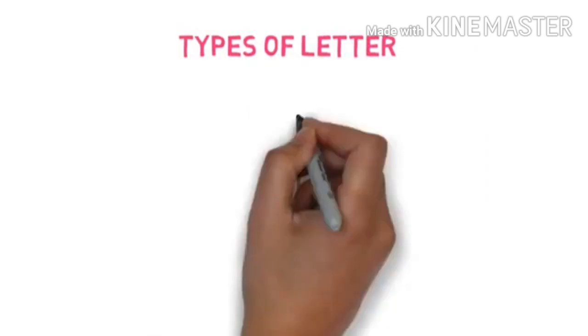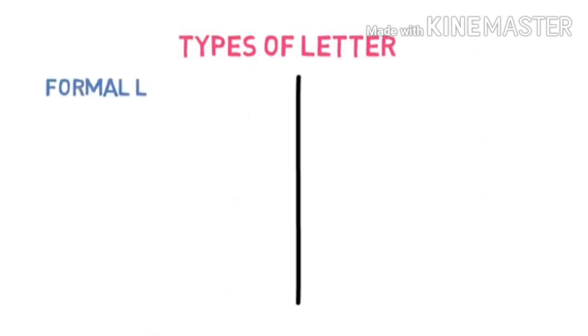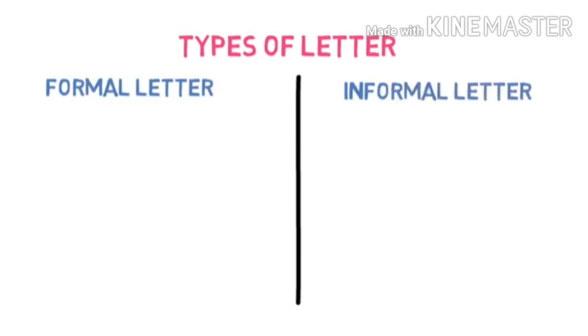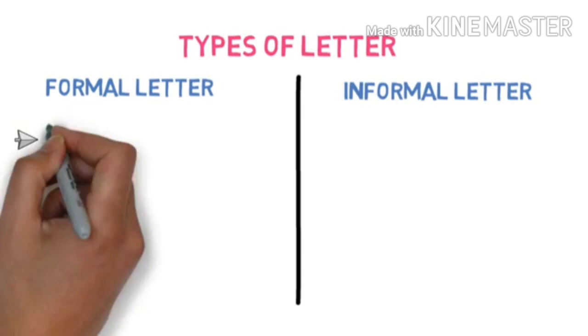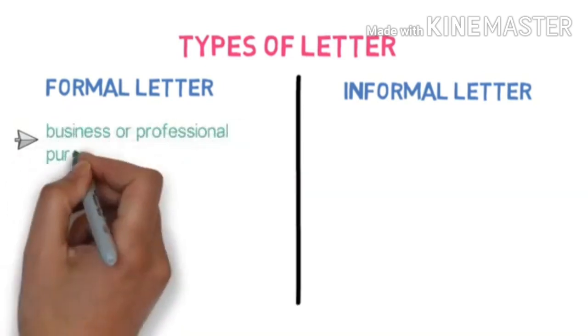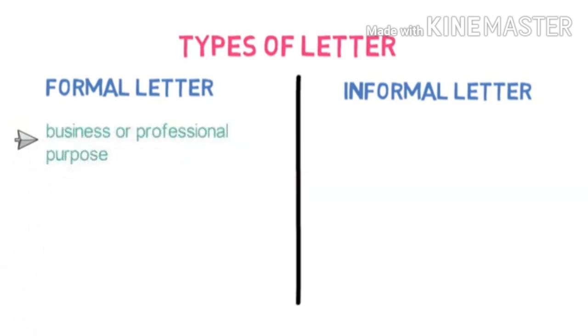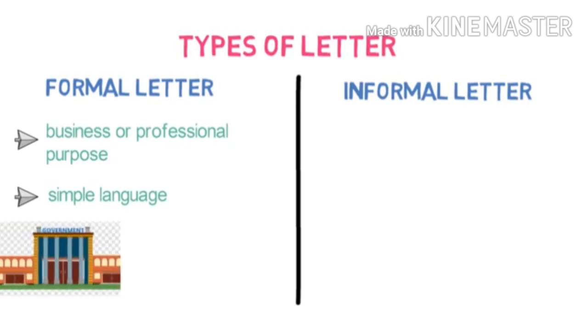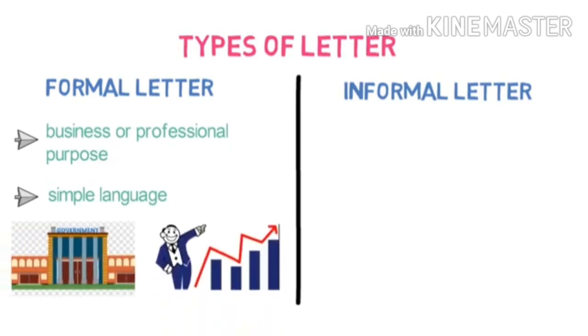Now, what are the types of letter? Do you know that? We have two types of letter: formal letter and informal letter. What is a formal letter? A formal letter we write for business or professional purposes. Second point is we have to write that in simple language. And we write for government and for complaining things.